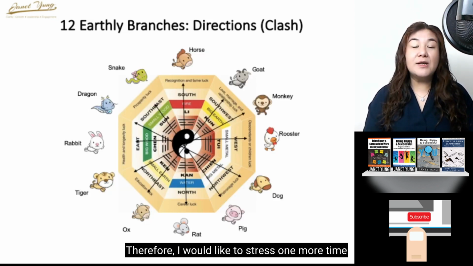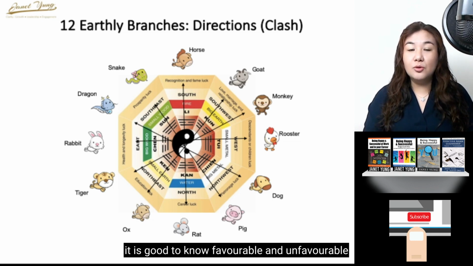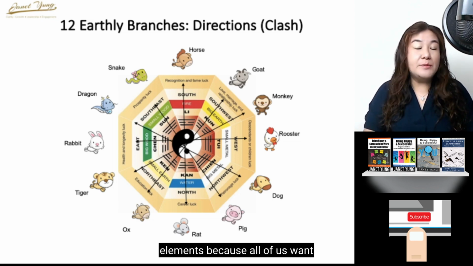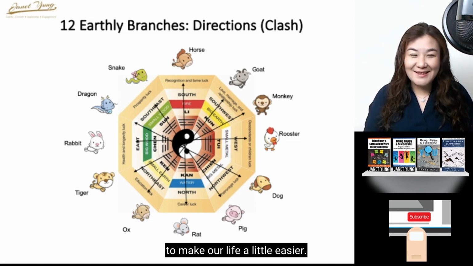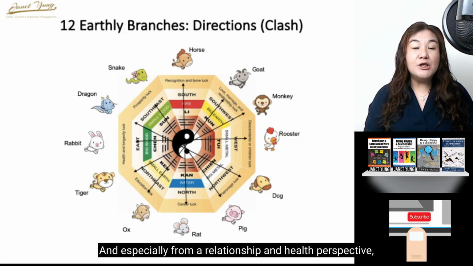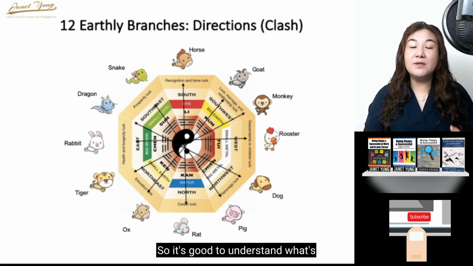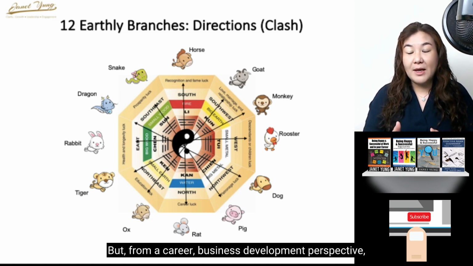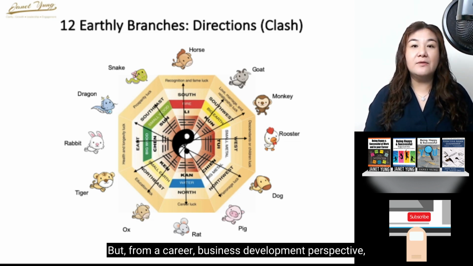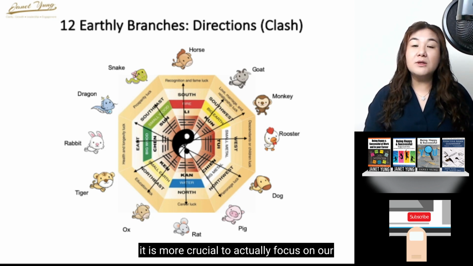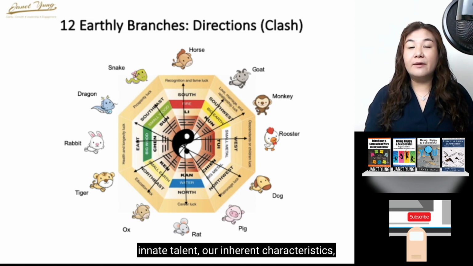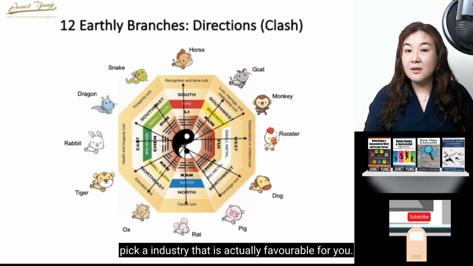Therefore, I would like to stress one more time, it is good to know favorable and unfavorable elements, because all of us want to make our life a little easier, right? Especially from a relationship and health perspective, balancing the elements is important. So it's good to understand what's favorable and not favorable. But from a career and business development perspective, it is more crucial to focus on our innate talent, our inherent characteristics, what we do well in, and then focus on maximizing our skills. If possible, pick an industry that is favorable for you.